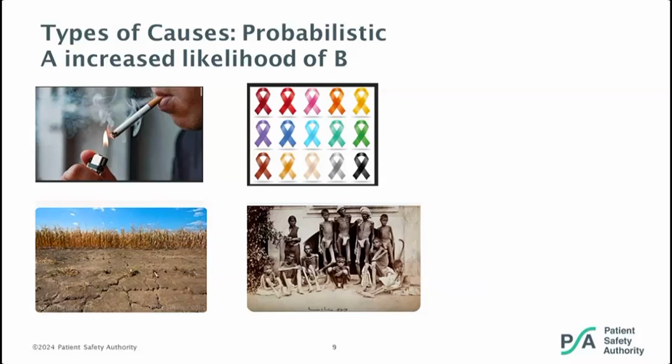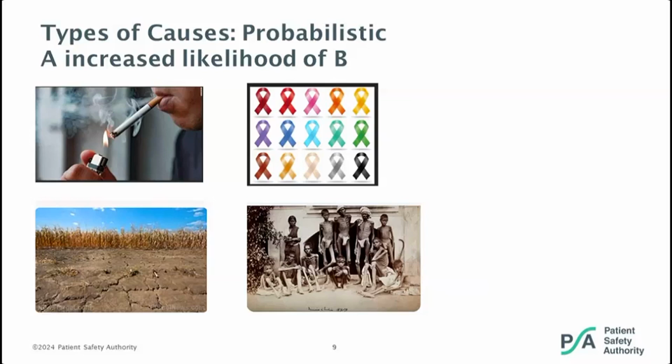Poor diet and heart disease. Consuming a diet high in saturated fats, cholesterol, and sodium increases the probability of developing heart disease. While diet is not the sole determinant of heart disease, it is a probabilistic cause because it contributes to the overall risk of developing the condition.